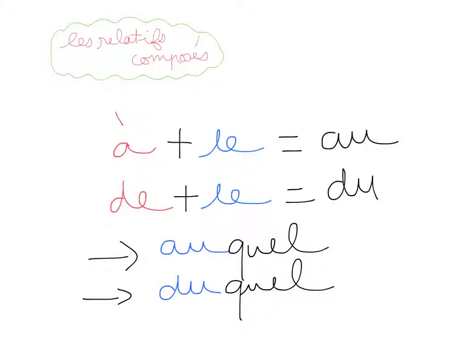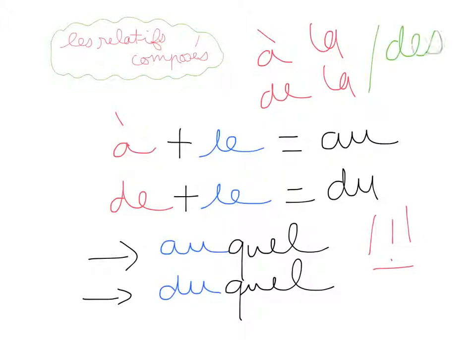If we use the feminine, this is not a big deal because à la does not change. À la remains the same, separate, and de la also does not change. However, if I have to use de les, keep in mind that de les is desquels, and feminine, desquelles, double L, es.